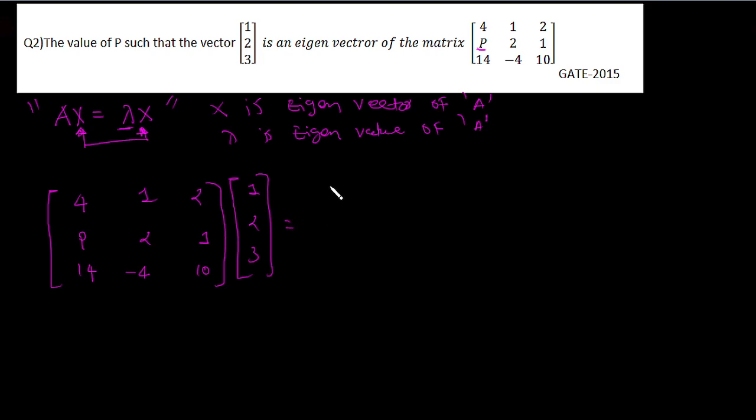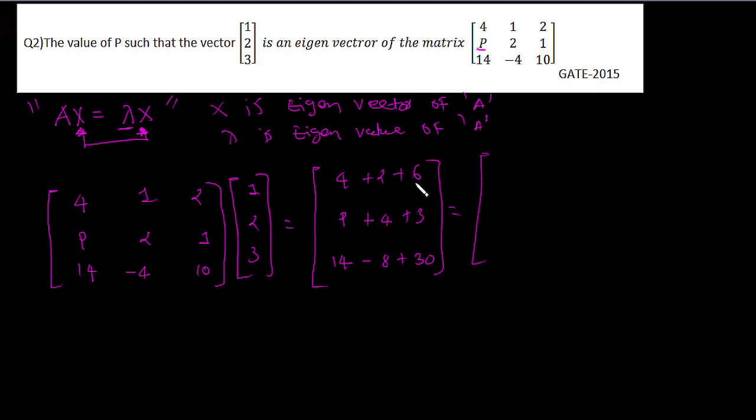Now let's do the multiplication. Here what we are getting is 4 plus 2 plus 6. In the second element we have p plus 4 plus 3. In the third we multiply this third row with this column, so we get simply 14 minus 8 plus 30. Now let's do the sum of all these entries.